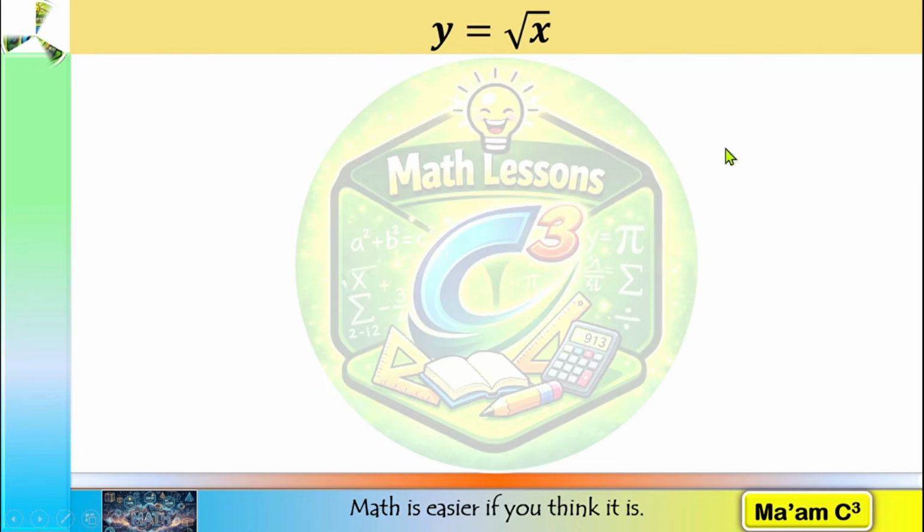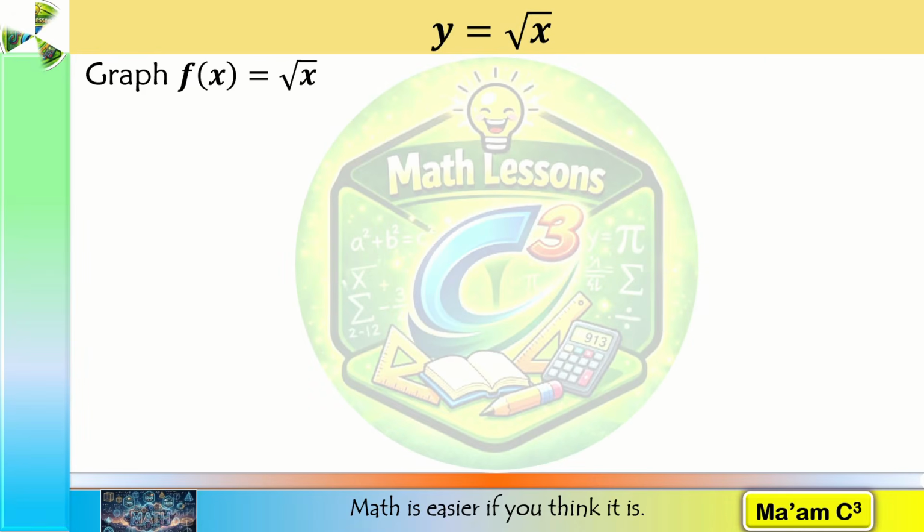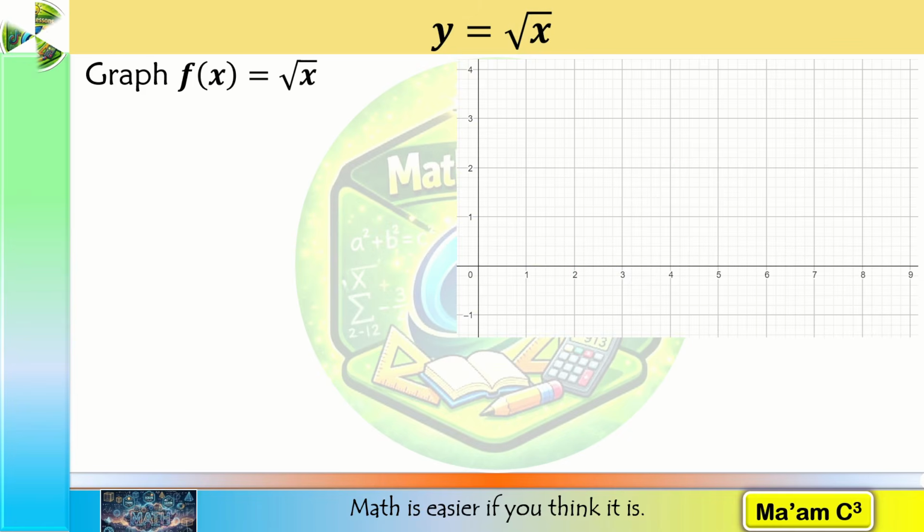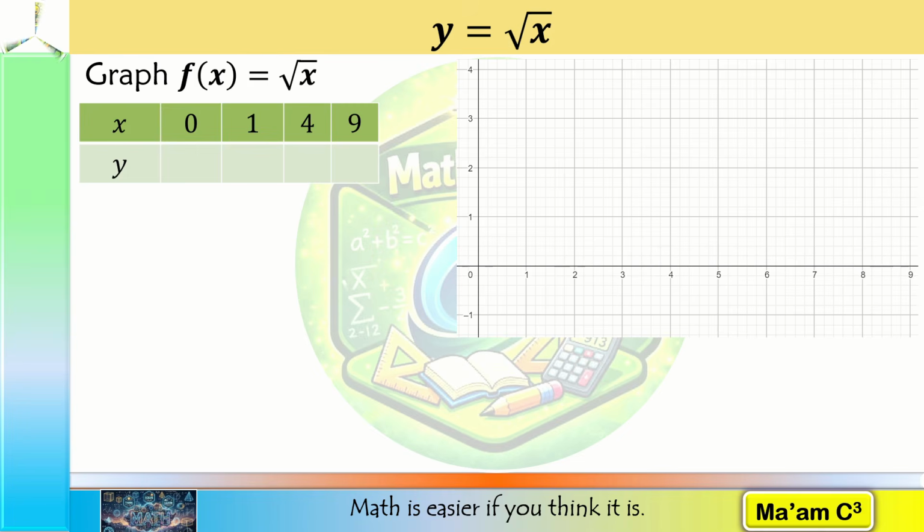Our second parent function, y equals the square root of x. Let us graph this one. I'll be needing a Cartesian plane and, of course, a table of values. Notice that I do not have negative values for x. Why? Because when you place negative numbers inside the square root, the result will become imaginary.